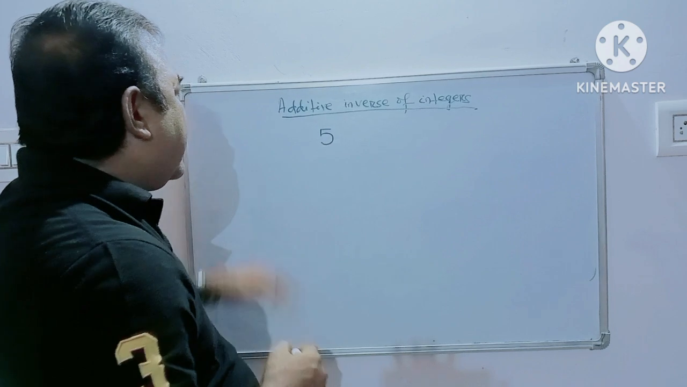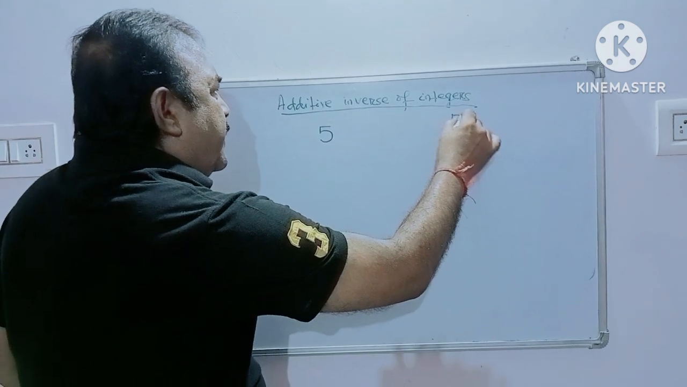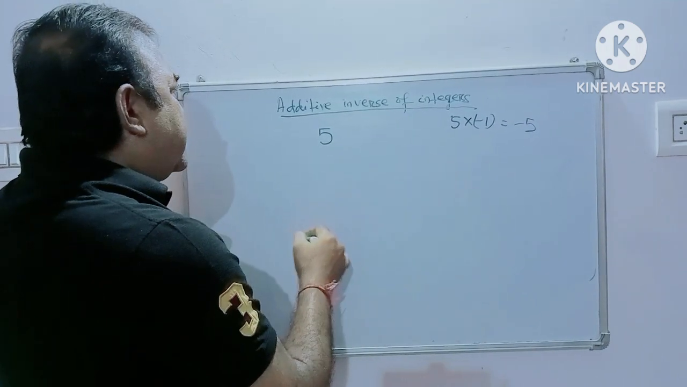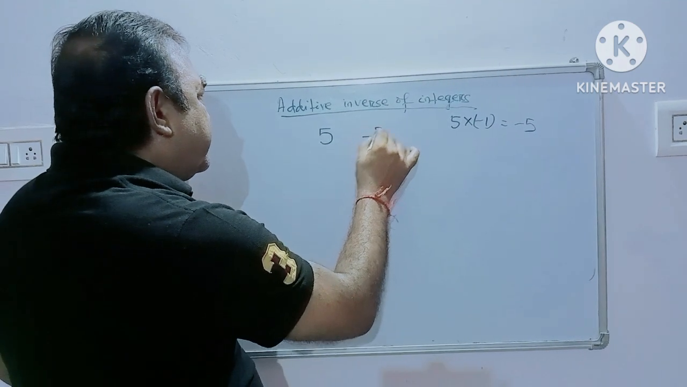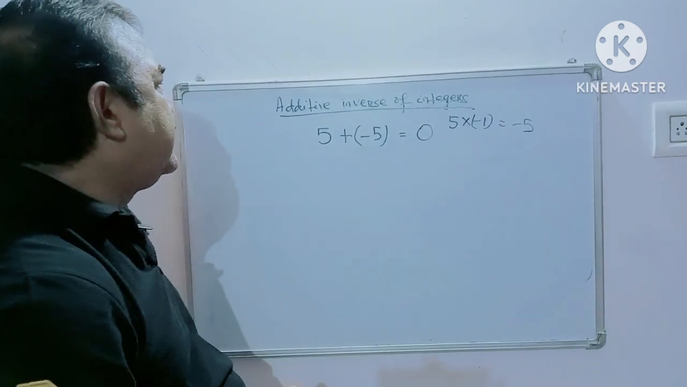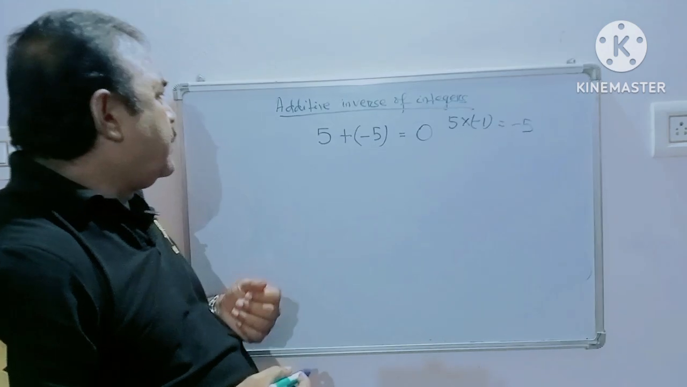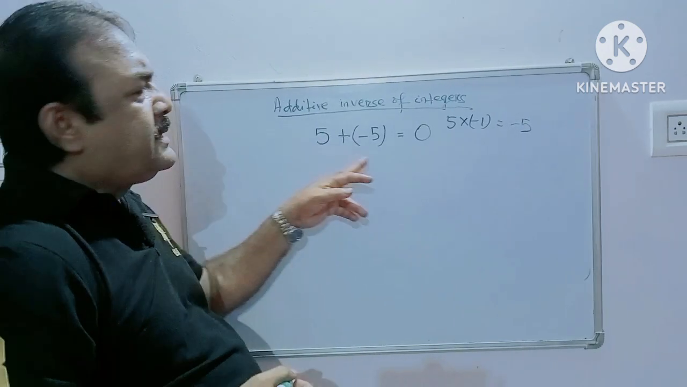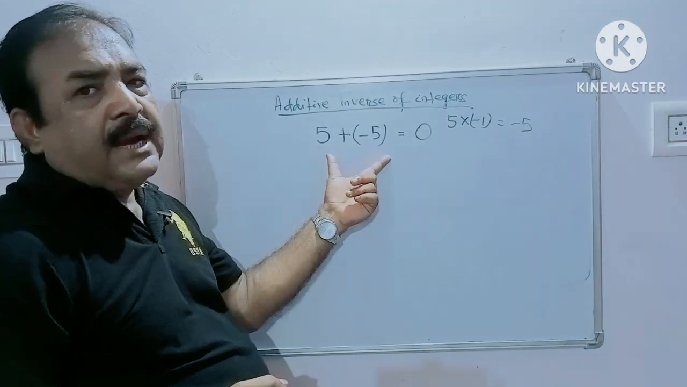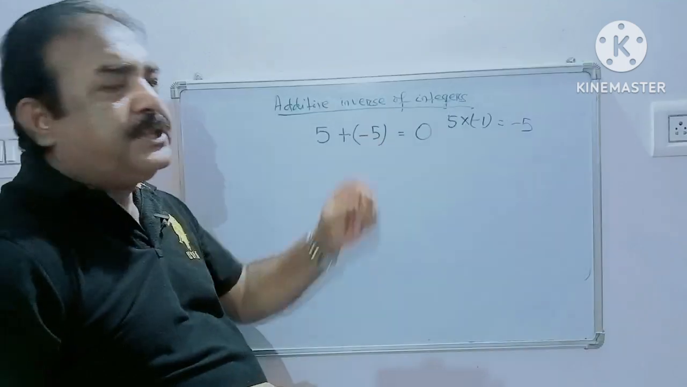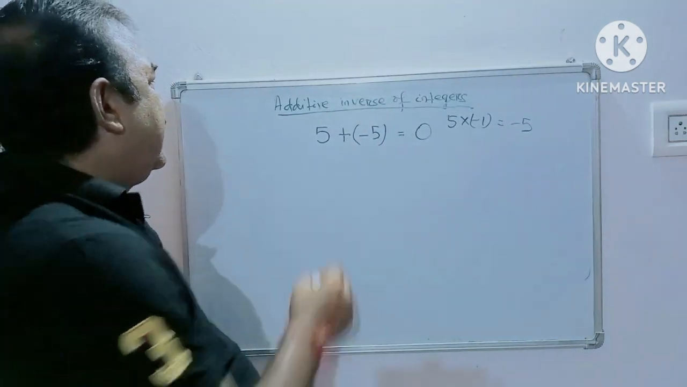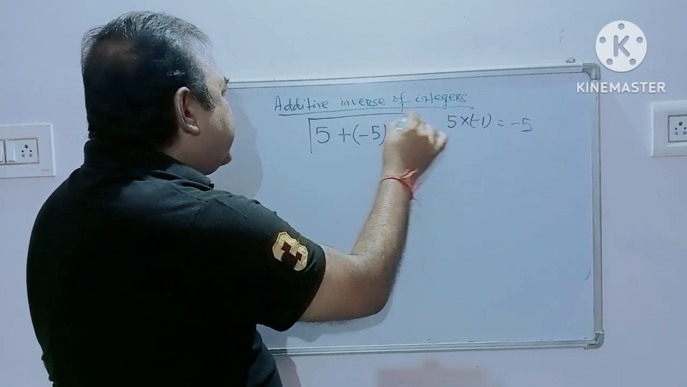So you see, you add a number to its additive inverse, the sum will be 0. And you will have to remember it. If you add an integer to its additive inverse, the sum will be 0. So for any integer, if it is asked to derive the additive inverse, you will multiply minus 1 to that number and you will get easily the additive inverse of that integer. Okay?